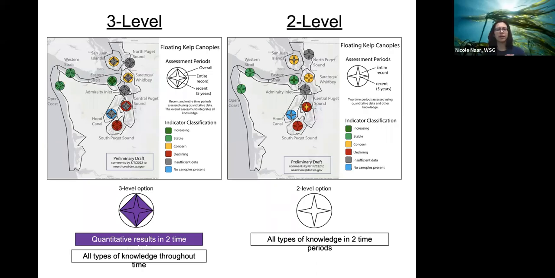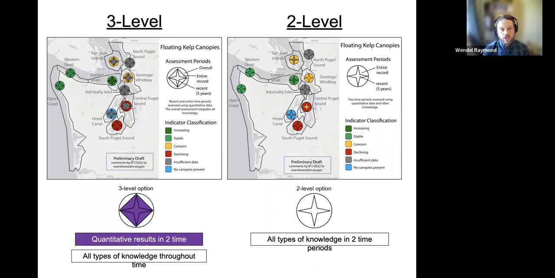Okay, so flip side, what do you think is gained from going from 3 down to 2 levels? What are the advantages of the 2-level version? Well, in the 2-level version, it's more straightforward. There's less layers of information to decipher, and it presents the data in an overall synthesized way of all the information we have right off the bat at the 2 timestamps.